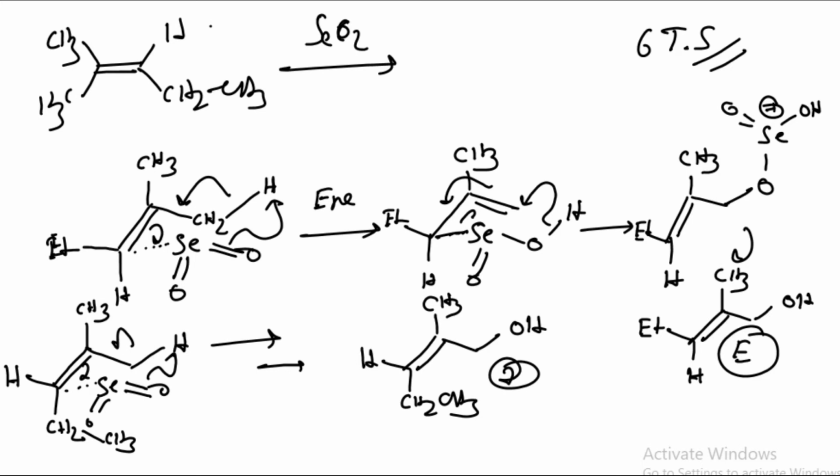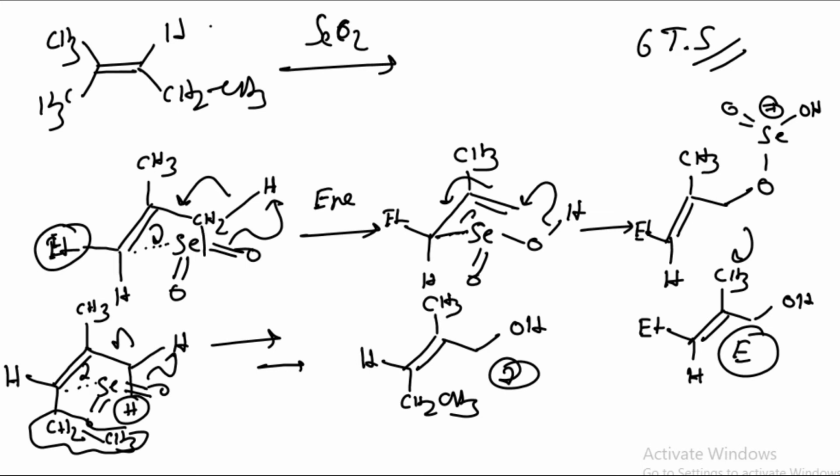So the ethyl here is in the equatorial position, but in this transition state the ethyl group is in the axial position, so that can have severe steric repulsion with this hydrogen which is also in the axial position. Okay, so for this reason this transition state is less stable than this transition state.